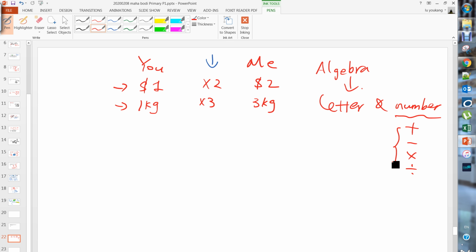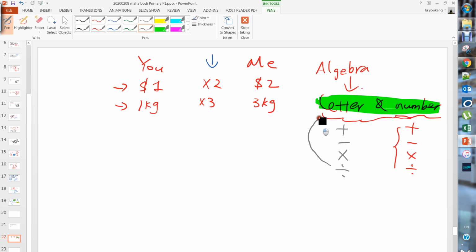But for P6 you start to learn these two together. You start to learn letter and number, and you need to learn how to do addition, subtraction, multiplication, and division with letter and number. So let's make it easier for you first. Let's say you start with $3.